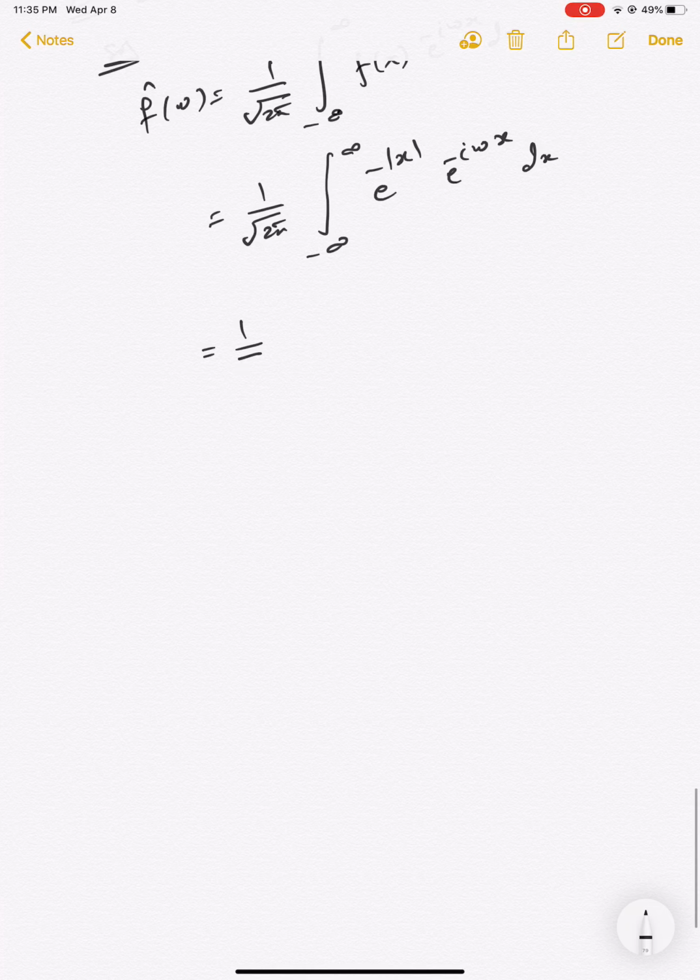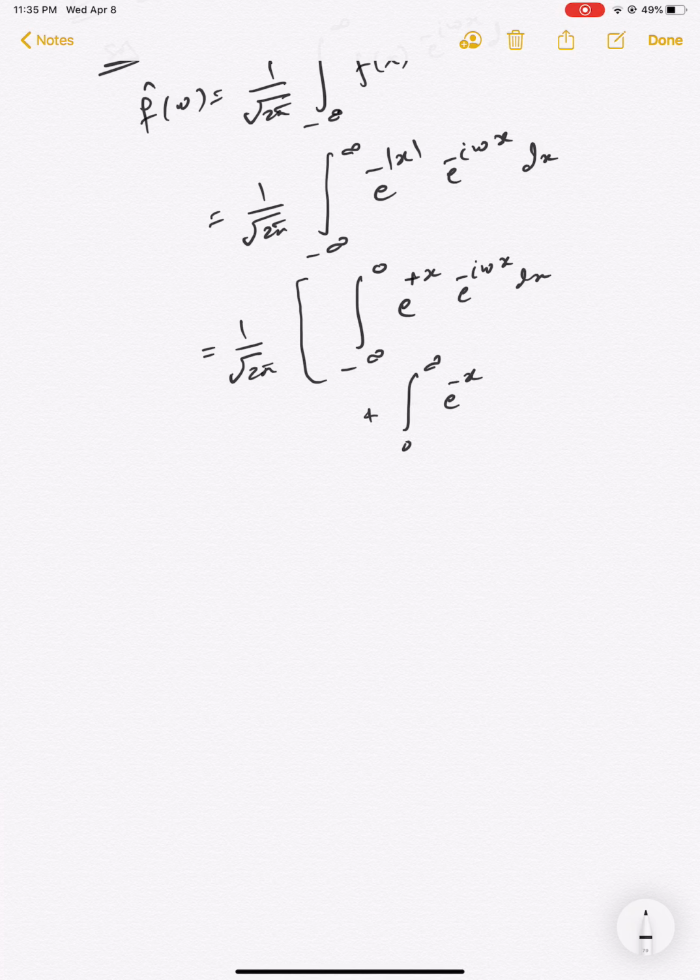But what is this? You need to split the integral. So this is from negative infinity to 0, e to the minus absolute value of x. What is the absolute value of x when x is negative, from negative infinity to 0? It's negative x. So this becomes positive x, e to the minus i omega x dx, plus the integral from 0 to infinity of e to the minus x, e to the minus i omega x dx.